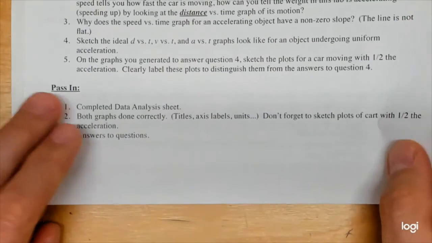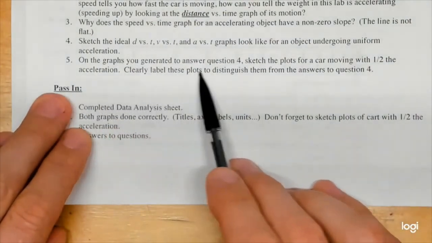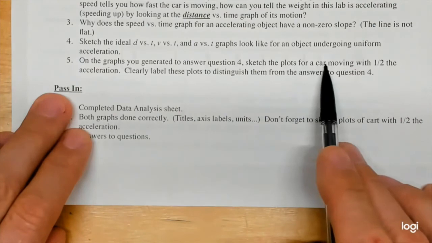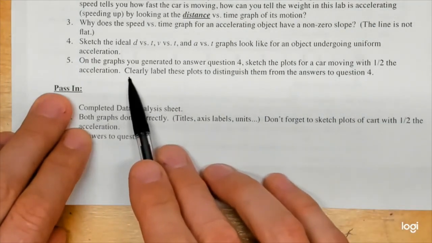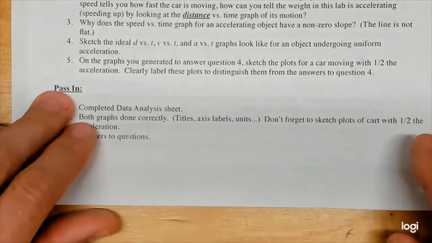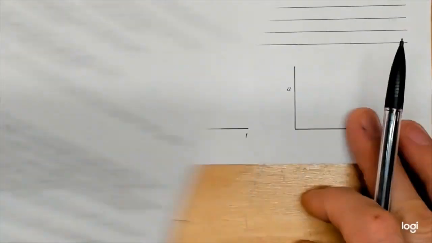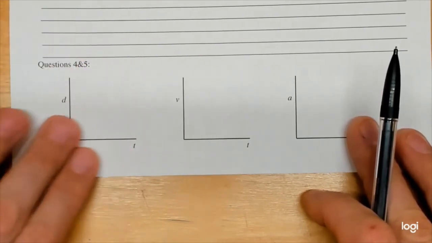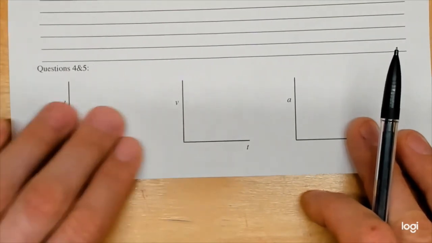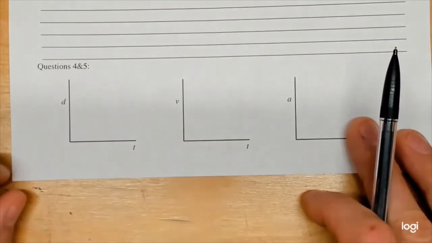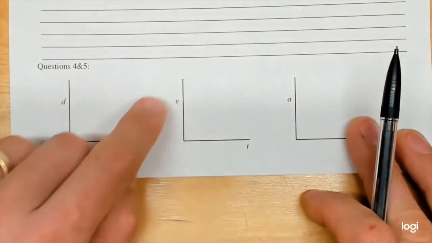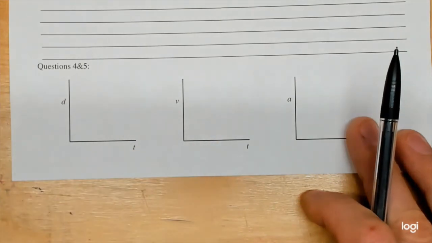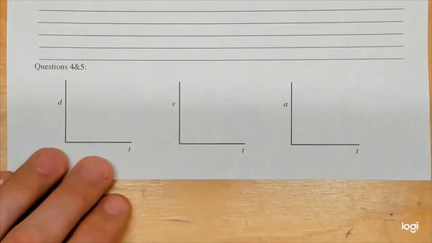Then in step 5, on the graphs you generated to answer 4, which is the ones I just had underneath, sketch the plots for a car moving with half the acceleration. Clearly label these points to distinguish them from your answers to question 4. So distance time graph for something accelerating here, and then with half the acceleration you plot it on the same graph and you label half A. Same here, you plot the original, you plot the half the acceleration, and you put half A next to the half acceleration, and same goes for acceleration.